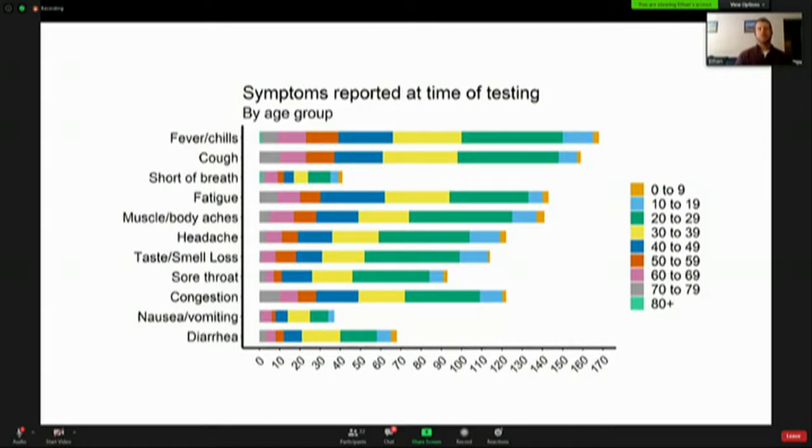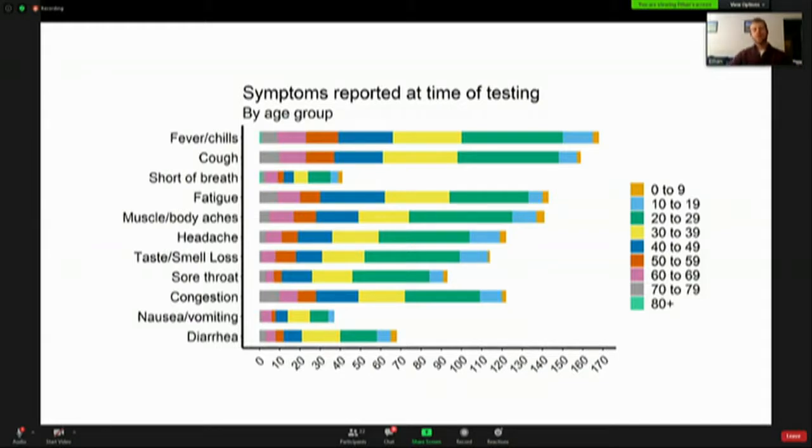So the takeaway from this is that although some symptoms are more common than others, like fever, cough, or fatigue, any age group can experience any symptom. Or in other words, none of the COVID symptoms are really specific to any age group. Anyone can experience none or any of these symptoms, really. So therefore, it's important to monitor your own health closely and get tested if you have any of these symptoms.